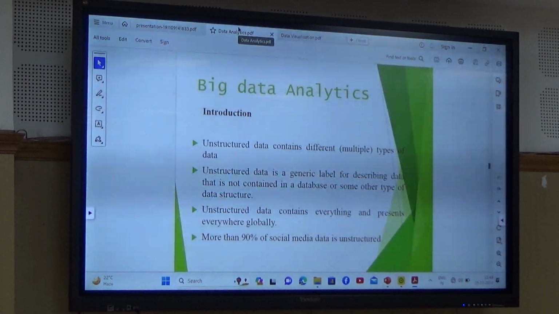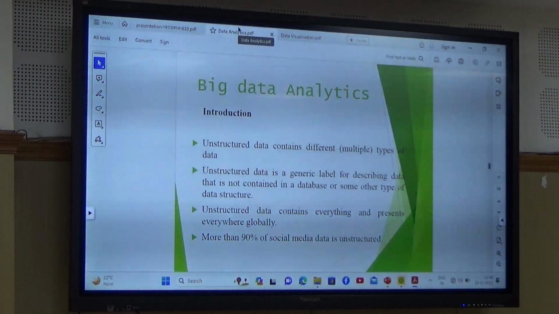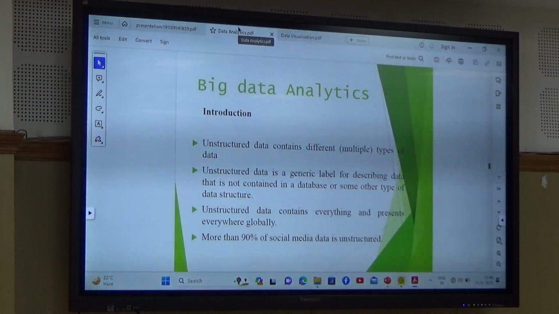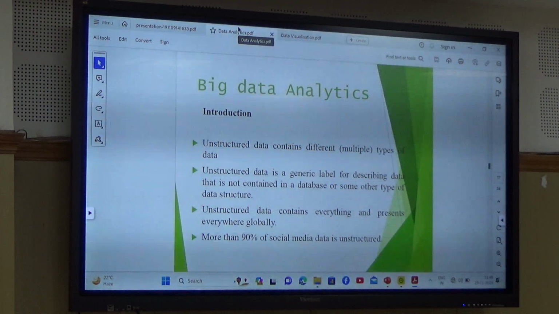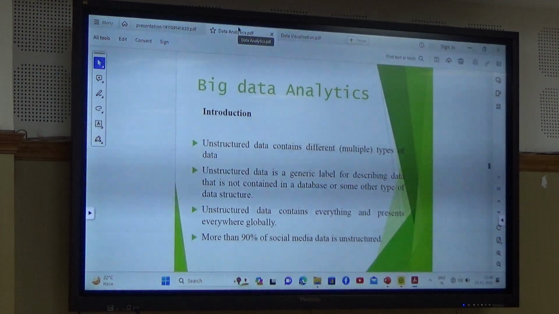More than 90% of social media data is unstructured. Why am I saying 90% of social media data is unstructured? Because social media itself is a CMS. You understand CMS? Content Management System. Social media is a content management system.